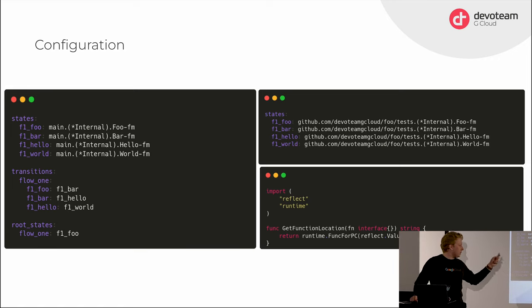And of course, since we don't really care about the order of your states in the transitions, we need to assign a root state, which can just use the flow name and then the actual root states that we need.